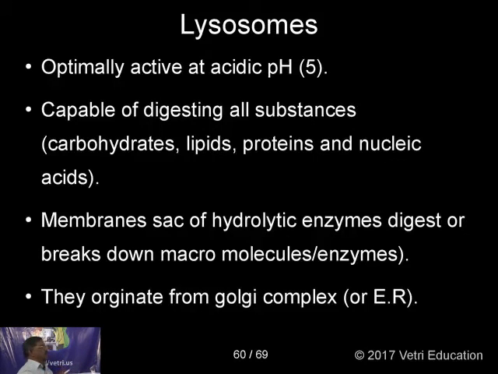So lysosomes are optimally active at acidic pH of about 5, capable of digesting all substances like carbohydrates, lipids, proteins, and nucleic acids. The membrane sac of hydrolytic enzymes digests or breaks down macromolecules. They originate from the Golgi complex, as I told you already. Sometimes they also originate from the endoplasmic reticulum.